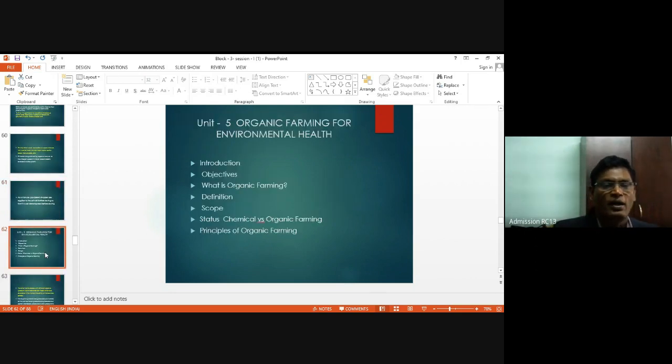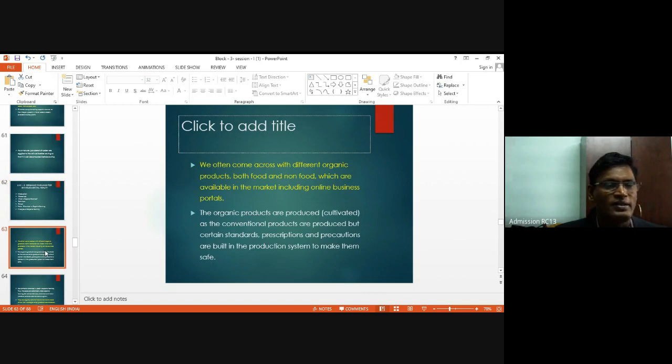Organic farming for environmental health. This is the fifth unit of this block, right? I'm trying to touch all the units of the block in order to give you a little bit of input to your knowledge about the different topics of this block. So here, organic farming for environmental health. Here again, we see the objectives. You can study the objectives and the introduction: what is organic farming, its definition, scope, and chemical and organic farming and spiritual organic farming. All of these you can also cover under this topic.